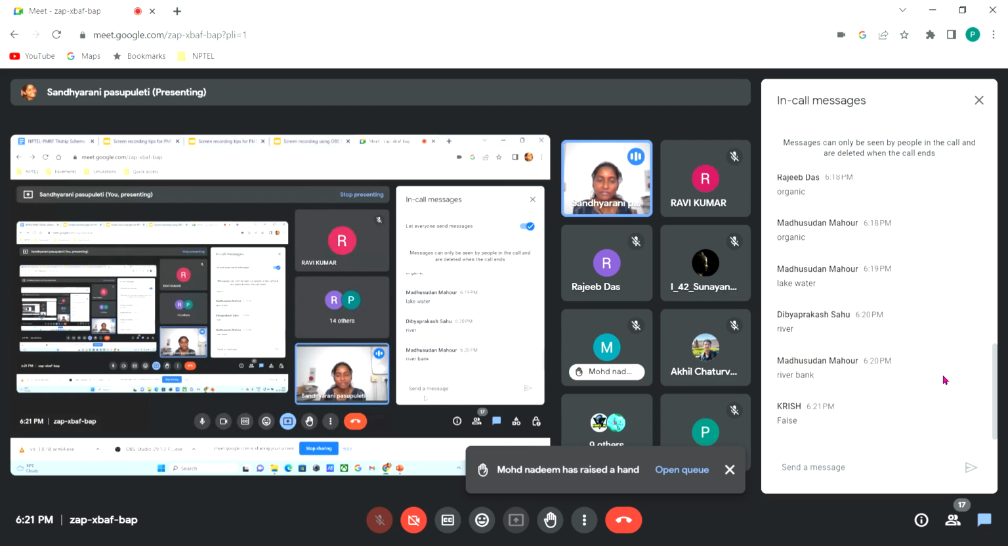At shrinkage limit, okay, Krish is saying that it's false. Rajiv Das says it's false. Anybody else? Even if it is wrong, no problem. Please try to answer your option. Madhusudan says it's true. Okay.